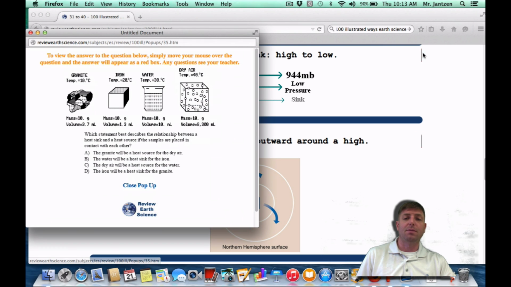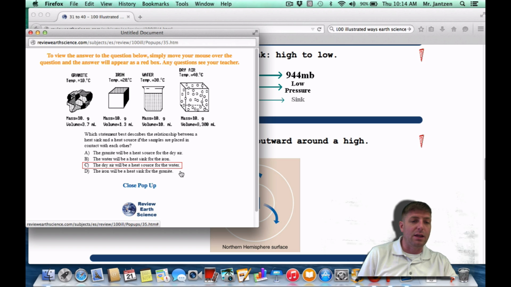A Regents question may appear something like this. Which statement best describes the relationship between a sink and a source if the samples are placed in contact with one another? So you have all these different samples here, and if you were to have them touch, which would be the source, which would be the sink? Well, I can tell you right now by looking at it, dry air has the highest temperature, so that's going to be your source, and then a lower temperature will be the sink. So of your 4 choices, it seems like choice C, the dry air will be the heat source for the water.